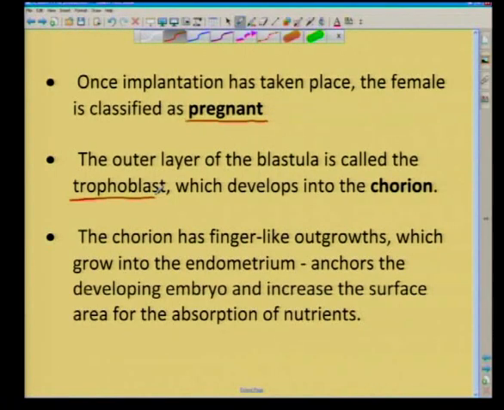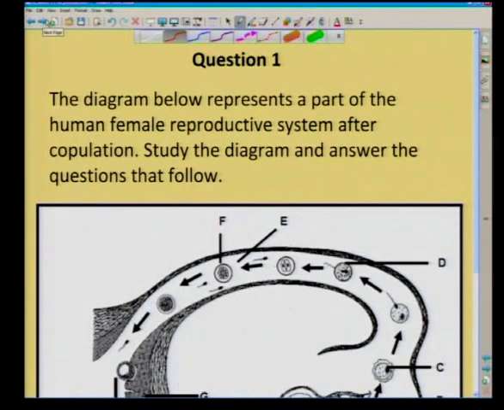So by then, if implantation has taken place, you will not secrete the endometrium. The endometrium will not tear away, menstruation will not take place. The outer layer of the blastula is called the trophoblast, and that develops into the chorion, which is also quite important. The chorion is finger-like projections, and they grow into those fimbriae, they grow into the endometrium, and their main function is to anchor that embryo and increase the surface area for the absorption of nutrients, which it does from the glandular process. Now, if we look at this question here, it's typical.